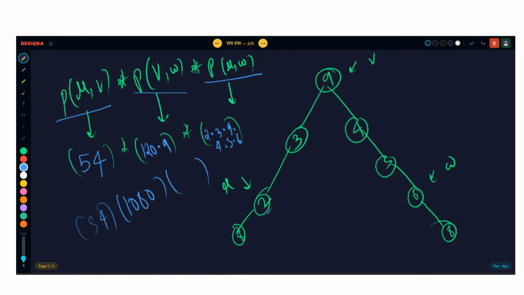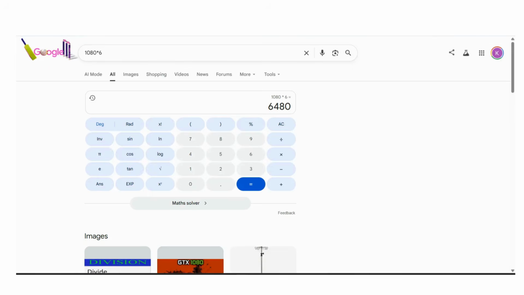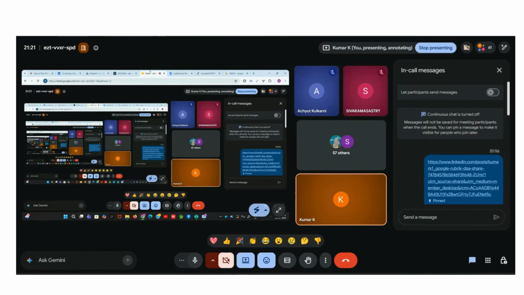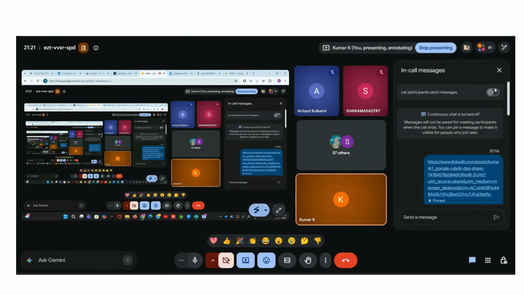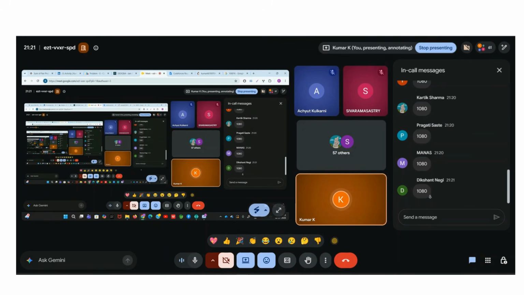6480. Guys, tell me what is the value of P of U to W? Use the calculators you have and tell me P of U to W in the Google chat. 6480. Okay.